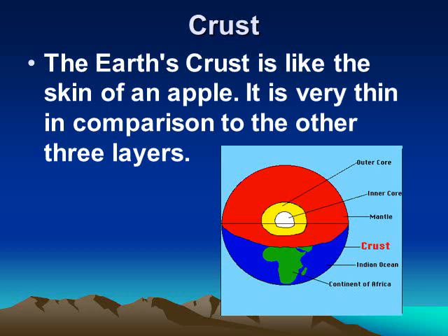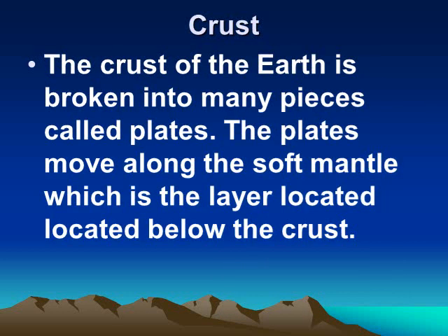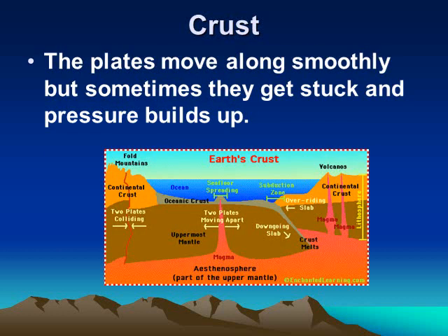This Earth's crust is like the skin of an apple. It is very thin in comparison to the other 3 layers. Yun lang yun, no? Nakikita niyo ba yung kulay red? The crust of the Earth is broken into many pieces called plates. The plates move along the soft mantle, which is the layer located below the crust. The plates move along smoothly, but sometimes they get stuck and the pressure builds up.